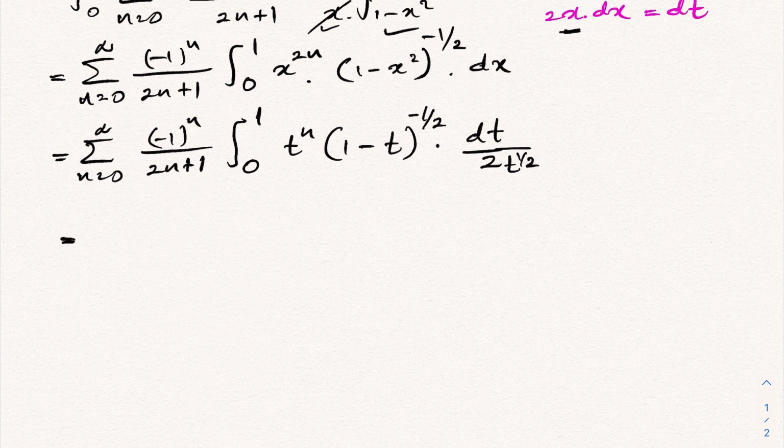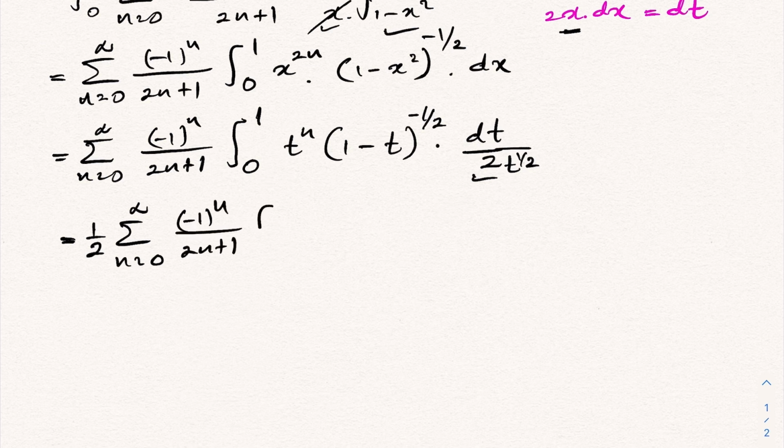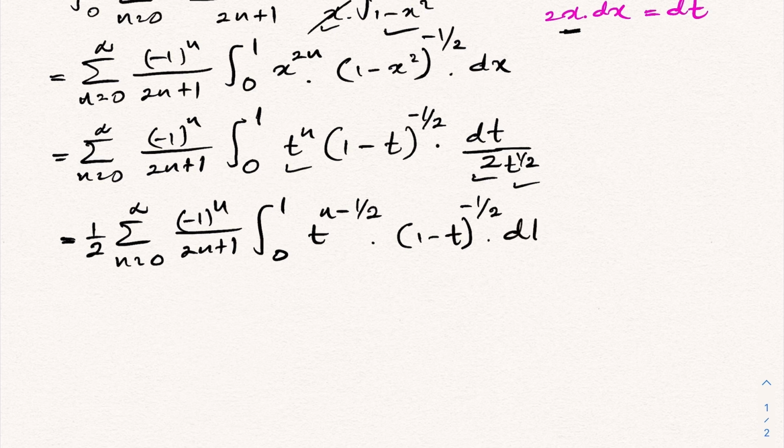So here 2 is a constant, so 1 half, the sum n equal 0 to infinity of minus 1 to the n power over 2n plus 1, integral from 0 to 1. Now here we have t to the n, here t to the 1 half. So we can simplify: t to the n minus 1 half times 1 minus t to the minus 1 half dt. Okay, then let's recall the beta function.